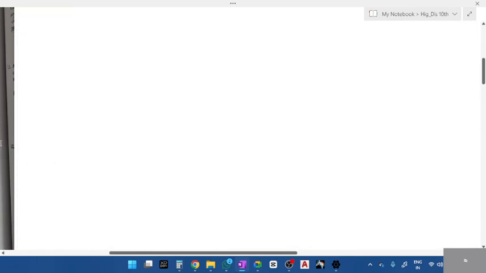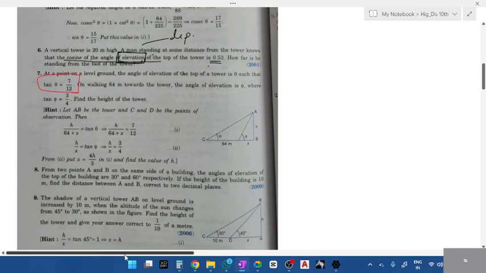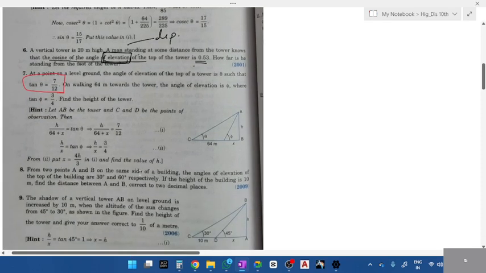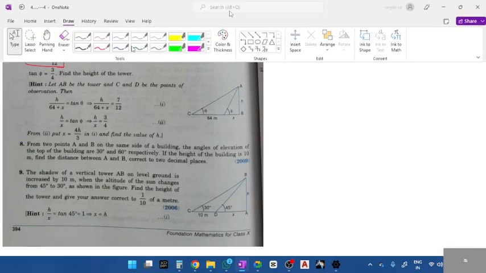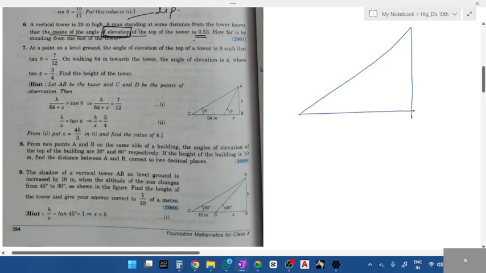Next question. Shall we try the next one? How many triangles are given? Yes. How many triangles are given here? Two triangles. A, B, C. We have theta here. Theta and theta.